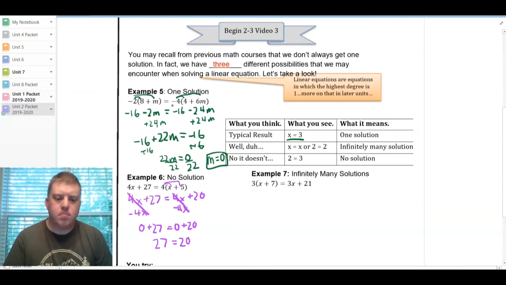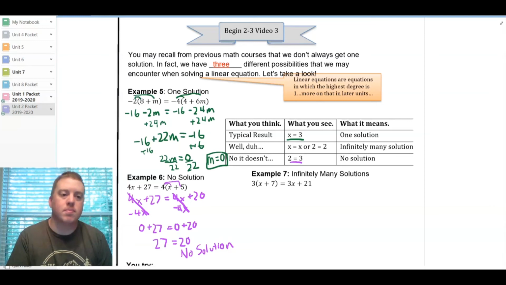So you should by now realize that 27 is of course not equal to 20. There's nothing that we can plug into this equation to make it true. So because we end up with two numbers that are not the same, but they're claiming to be equal to each other, we would say that this has no solution. So again, if we end up with two things that aren't true, like 2 equals 3 or 5 equals -5, it's going to end up with no solution.